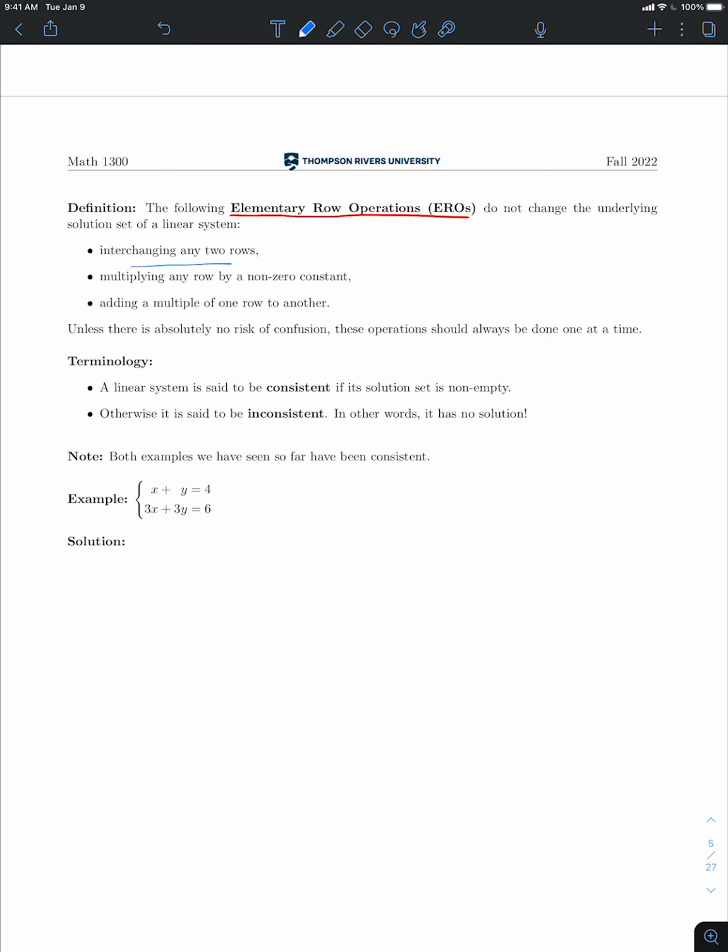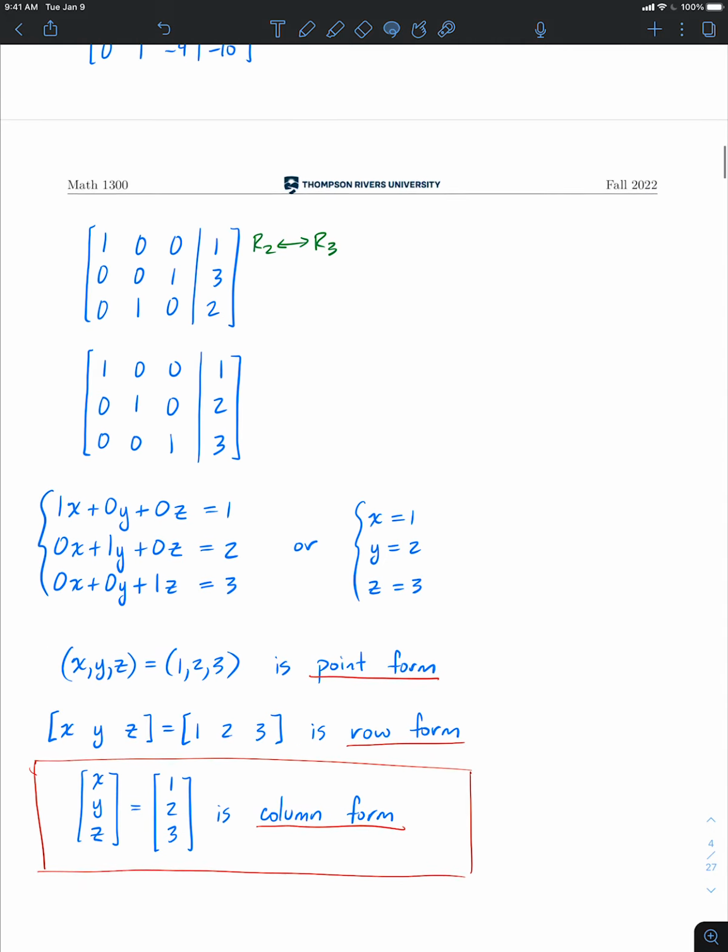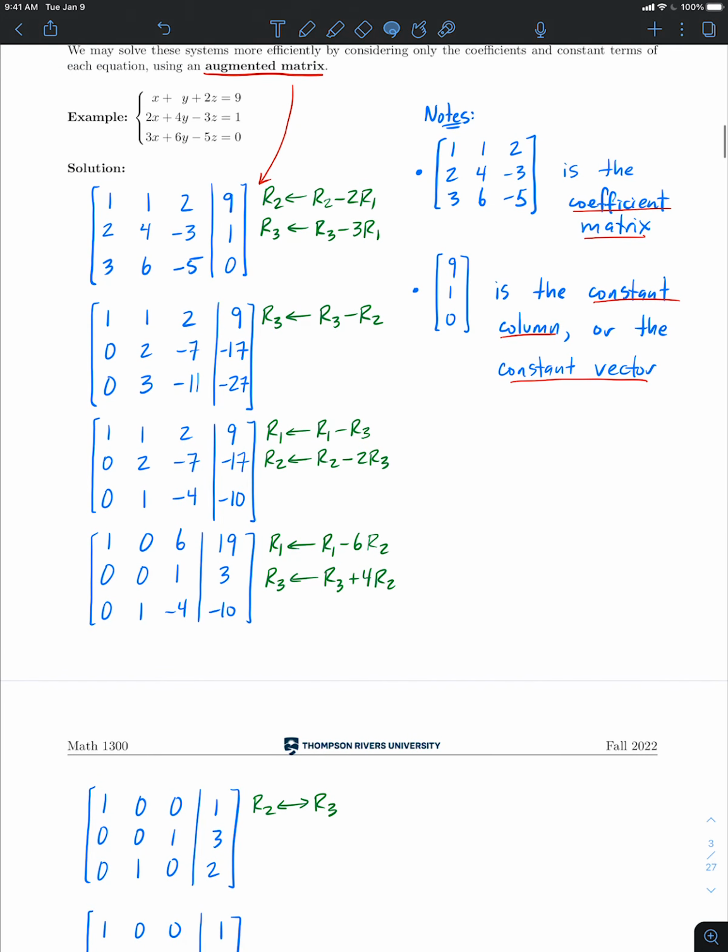The next thing you can do, these are kind of in order of complexity, is you can multiply any row by a non-zero constant. We actually didn't do that yet at any point in this last example. But let's say at this stage, for whatever reason, I wanted to multiply the entire row by 2. Well, then instead of having 1, 1, 2, 9, it would turn into 2, 2, 4, 18. So that's another thing you can do. You can multiply any row by any non-zero constant.